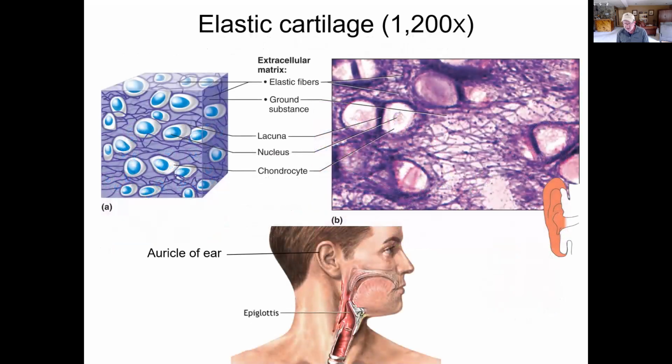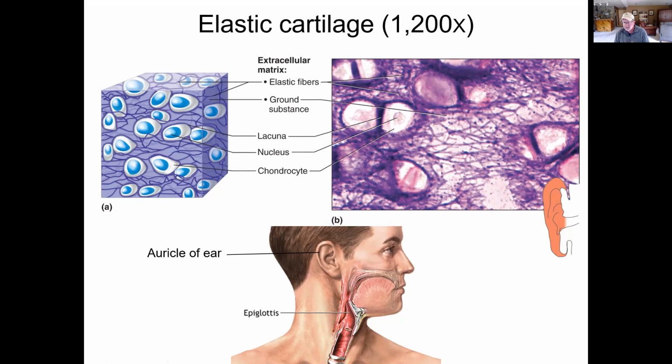Here's our second kind of cartilage, elastic. Again, chondrocytes in lacunae. However, what we see here that we didn't see in hyaline cartilage is the presence of elastic fibers throughout the matrix. So in between the lacunae, we have elastic fibers.